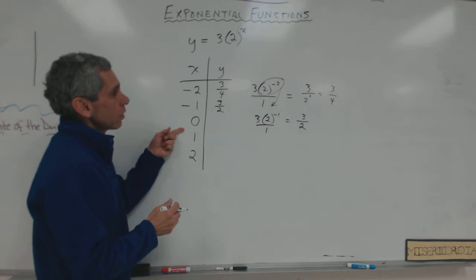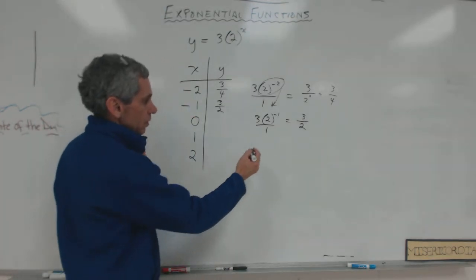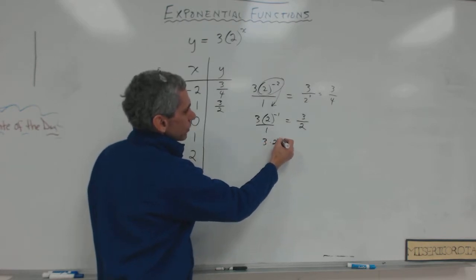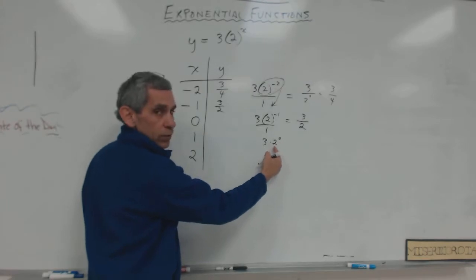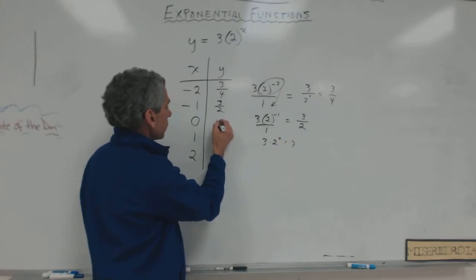0 would be 3. And when x is 0, it's 3 times 2 to the 0 power. 2 to the 0 is 1. So 3 times 1 is 3. So we got 3.